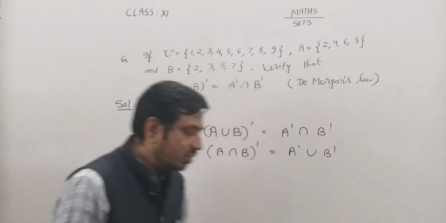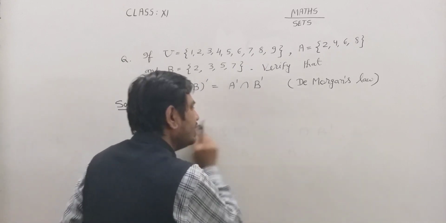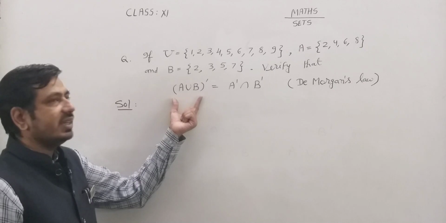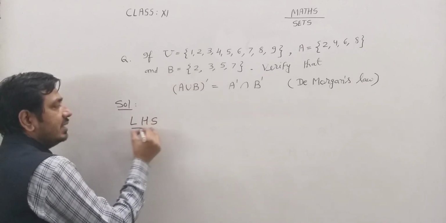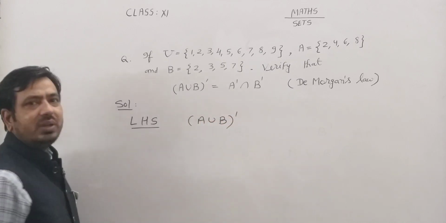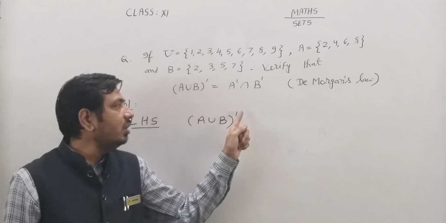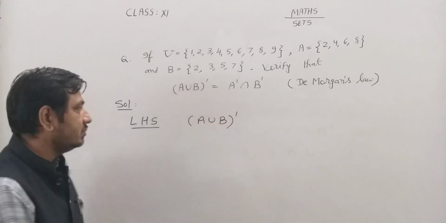Okay class, now take how to solve this question. Class, this is a very easy question. You first solve LHS. So what is your LHS? LHS is (A union B) whole dash. So class, first you solve A union B. After that we will solve the dash. So first I am solving A union B.